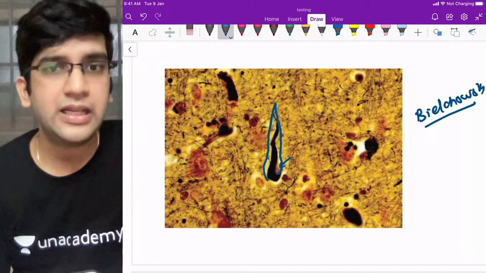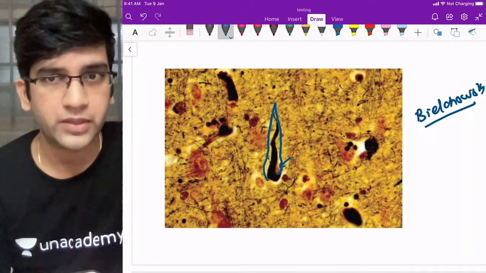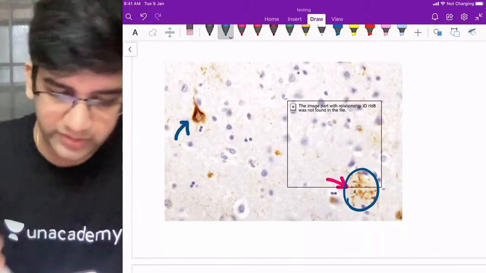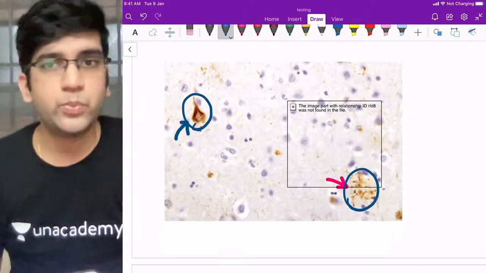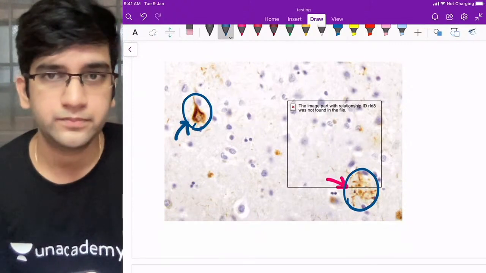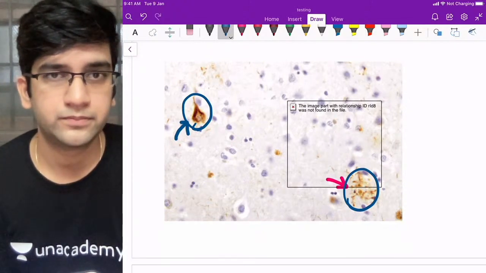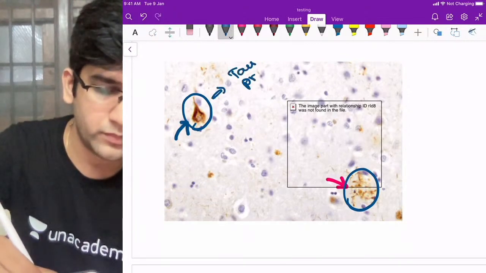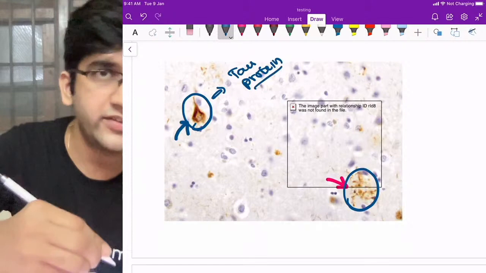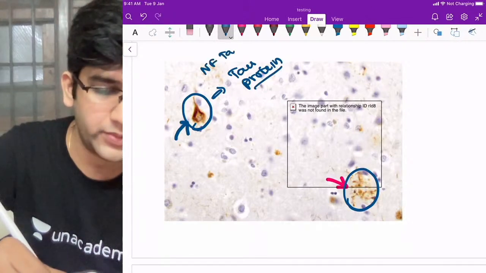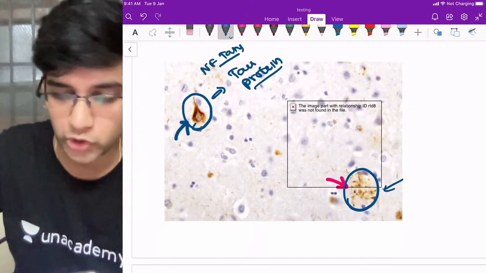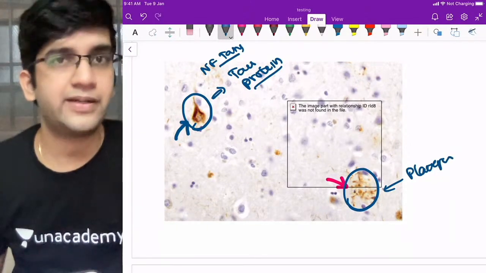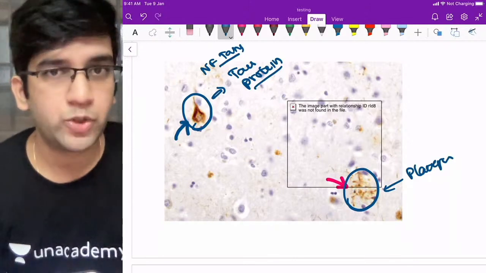If given an image, all these images are from Robbins only, okay? Look at this image. I have two of them here, one in red color, one in blue color. Tell me which is the neurofibrillary tangle. Tangles contain tau protein. Right, this is my neurofibrillary tangle. You can look at the flame. This is my neuritic plaque. The plaque will be kind of irregular. The neurofibrillary tangle will look like a flame. Fine, you should be able to pick this up.